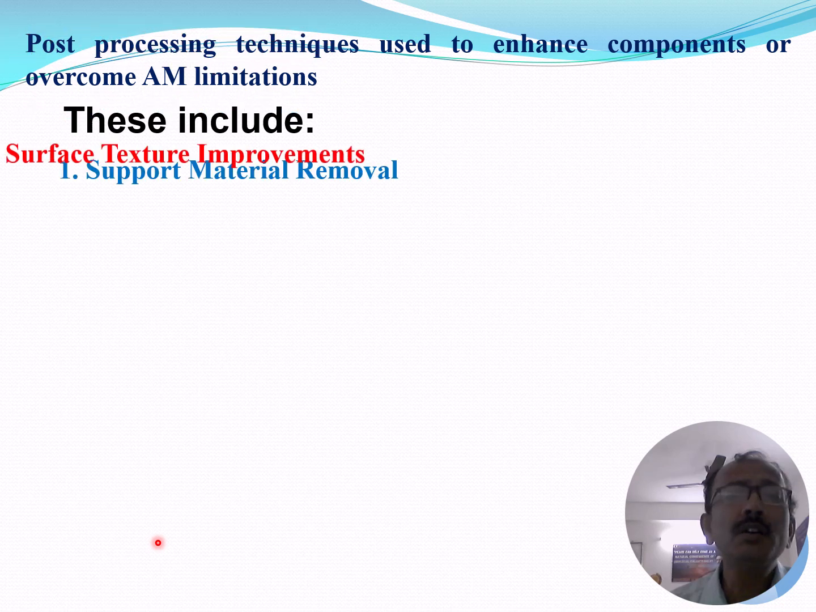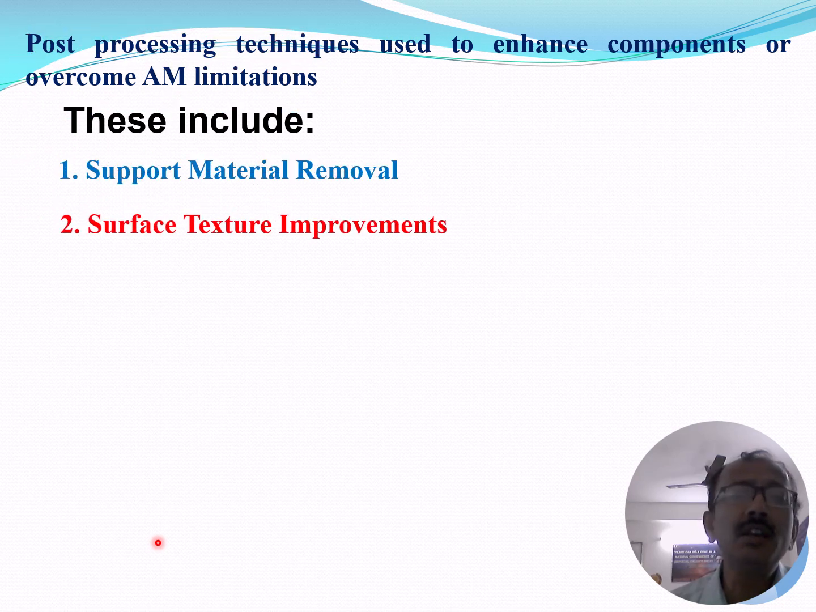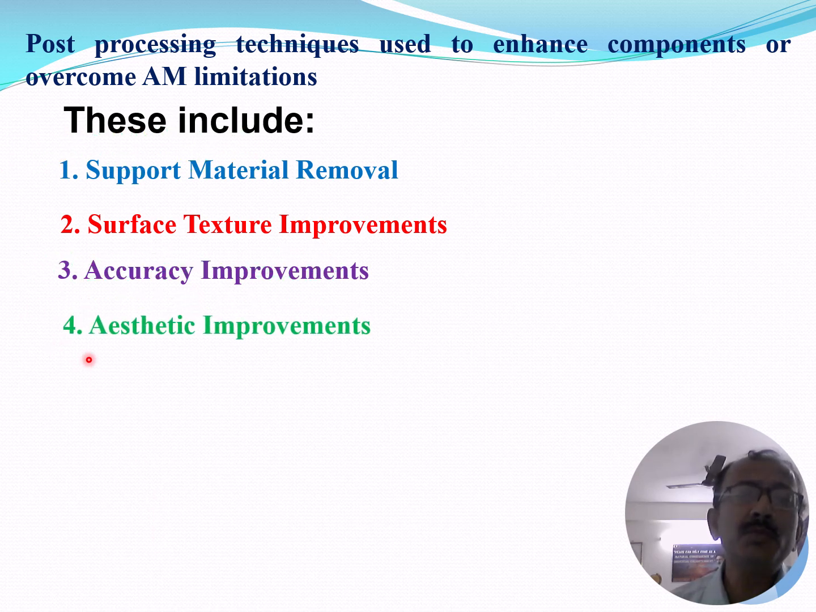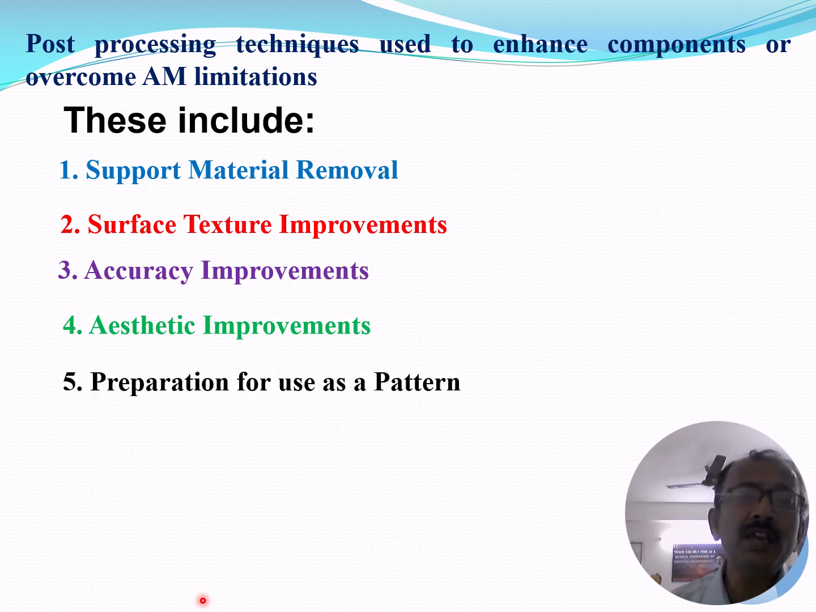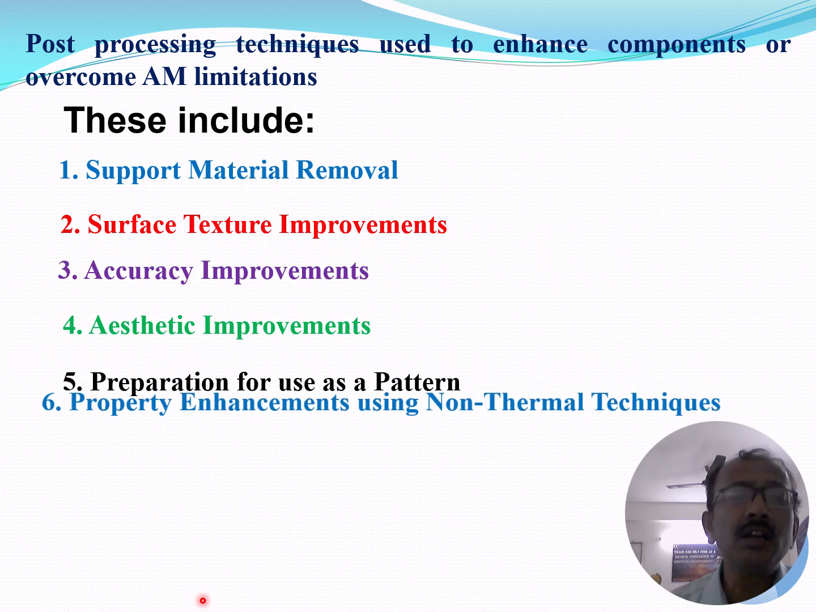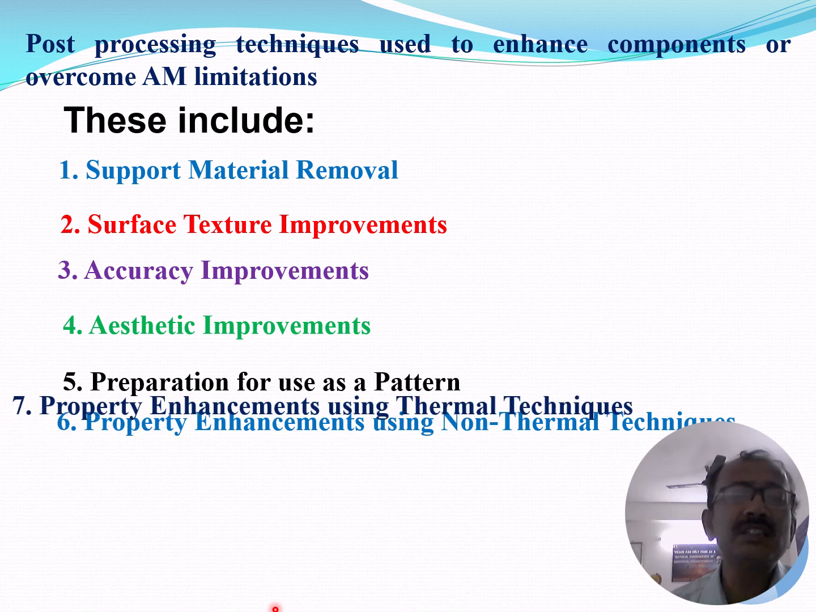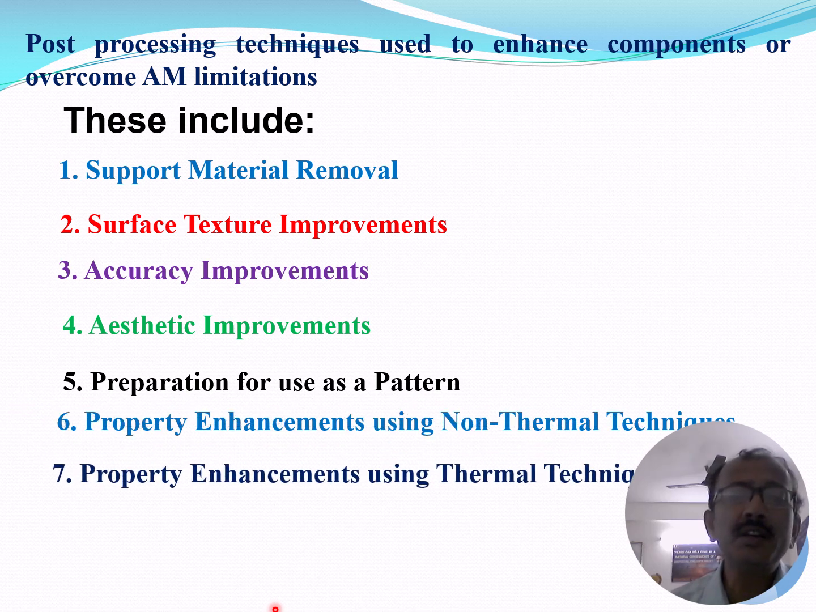This includes number one, the support material removal. Number two, the surface texture improvements. Number three, the accuracy improvements. Number four, the aesthetic improvement. Number five, the preparation for use as a pattern. Number six, the property enhancement using non-thermal techniques. And number seven is the property enhancement using thermal techniques.